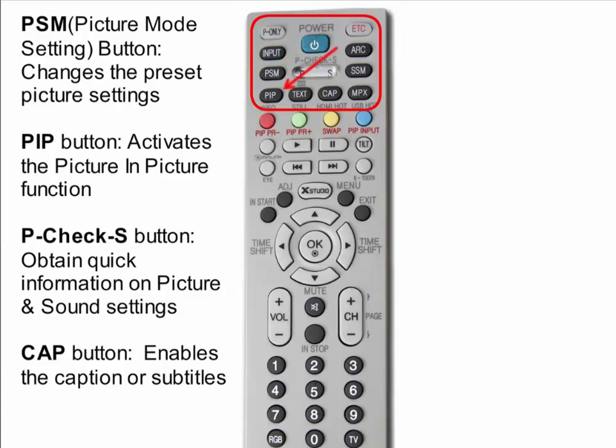The PIP button is used to activate the picture in picture function. The picture and sound check button is used to get quick information on picture and sound settings, and the CAP button enables the caption or subtitles.